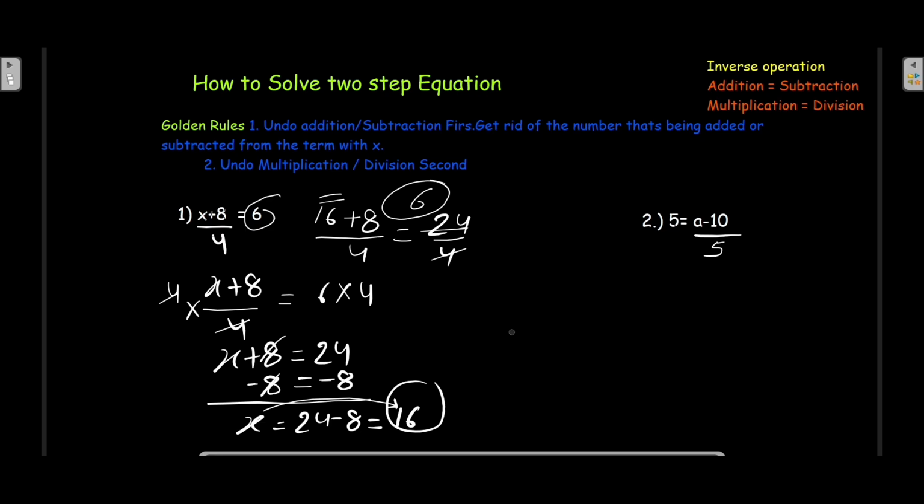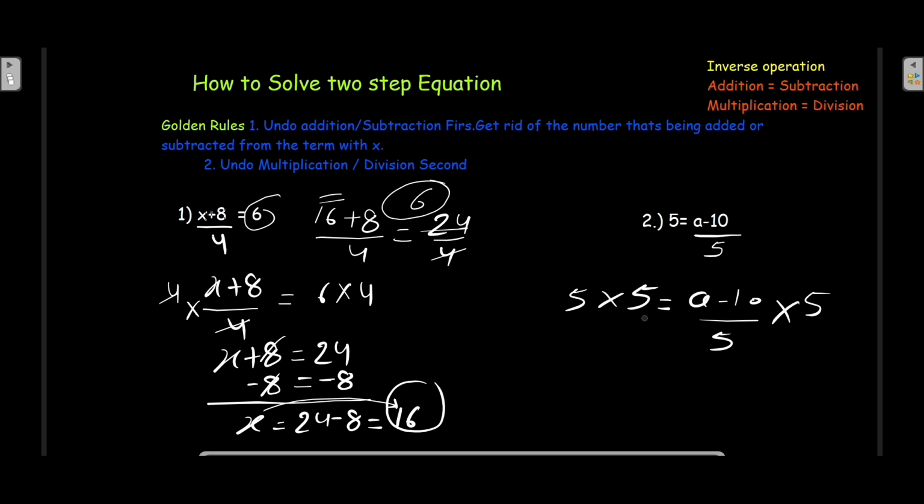So moving to another problem, which is 5 is equal to a minus 10 divided by 5. What we have to do first here: this whole numerator is divided by 5, so we have to eliminate this 5. We have to undo this 5 first. To undo this 5, I'm going to rewrite it here: a minus 10 divided by 5. I'm going to multiply this by 5, and whatever we do, we have to do the same to the other side.